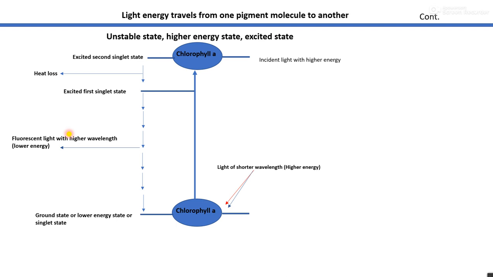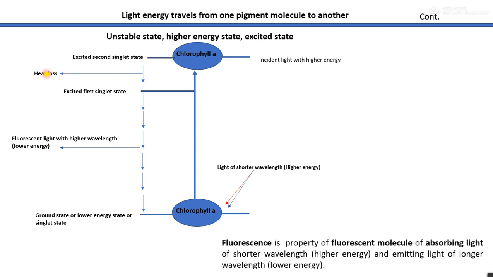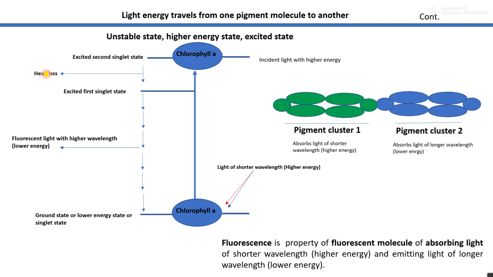Here one question comes: why does fluorescent light have lower energy than incident light? The answer is that some energy is lost during the change of the excited second singlet state to the excited first singlet state in the form of heat energy. So here I would like to tell you that fluorescence has greatly helped in our understanding of the transmission of light energy between photosynthetic pigments.